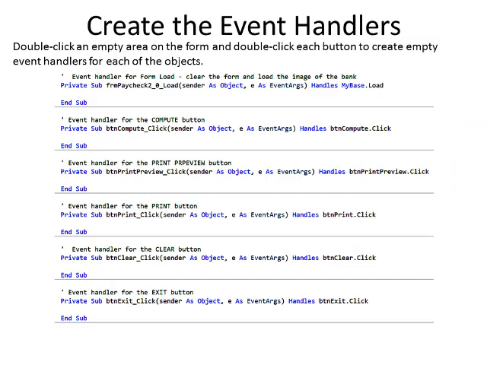Double-click an empty area on the form, and then double-click each button to create an empty event handler for each of the objects. By double-clicking a blank area on the form, we'll have an event handler for form load. This way, I'm going to have an event handler for form load, button compute click, button print preview, button print click, button clear click, and button exit click. Right now, they're all empty, but we'll start filling them in as time goes on.